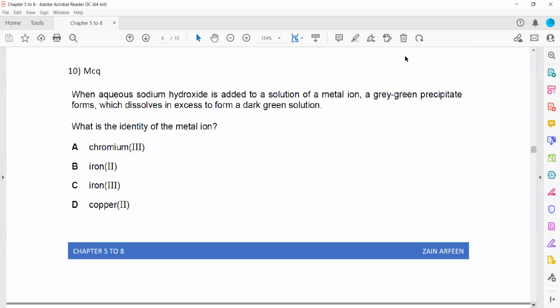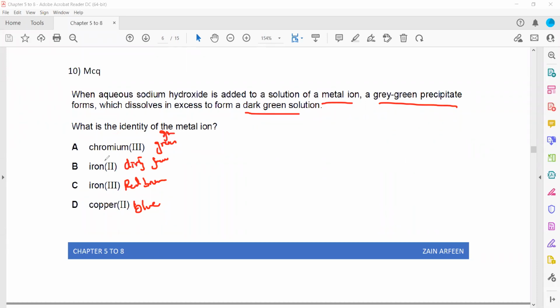In question 10, when aqueous sodium hydroxide is added to a solution of a metal ion, gray-green precipitates form which dissolve in excess to form a green solution. So you have to learn this, a test for identification of a positive ion. What are the colors of the precipitates when you add sodium hydroxide? Normally, if it is copper, it will give a blue precipitate. If it is iron 3, it will give a red-brown precipitate. If it is iron 2, that is a dirty green precipitate. And when it is chromium, it will give a gray-green precipitate.